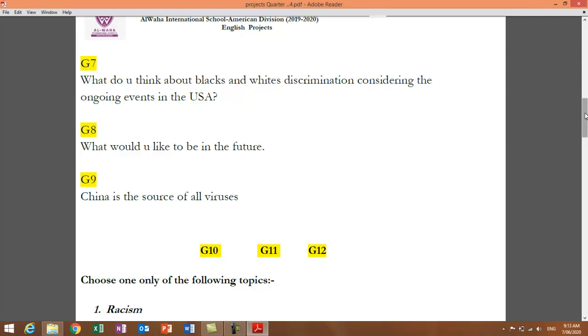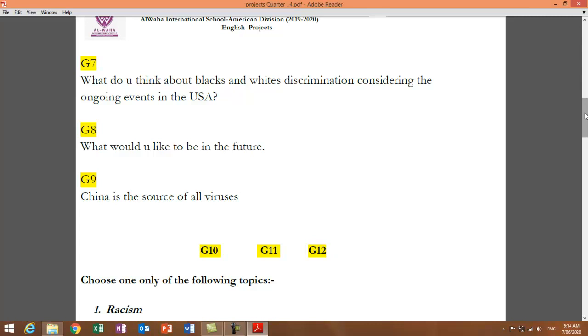Project, grade 9: China is the source of all viruses. We know the source of this coronavirus came directly from China, and whenever we hear about a virus, we will know for sure that it is coming from China. Speak about how the entire world should deal with or treat China for what it is doing to the whole world, and the damages this coronavirus, or China itself, caused in the whole world.